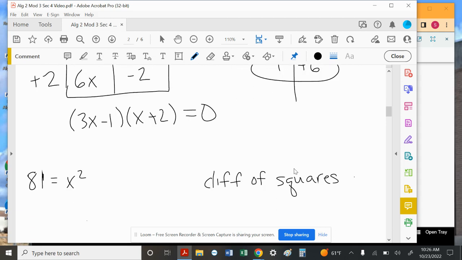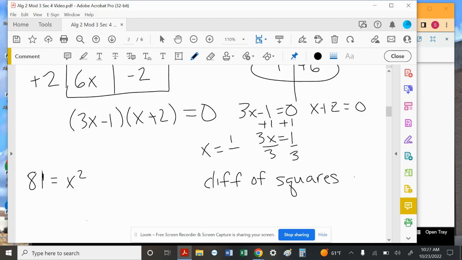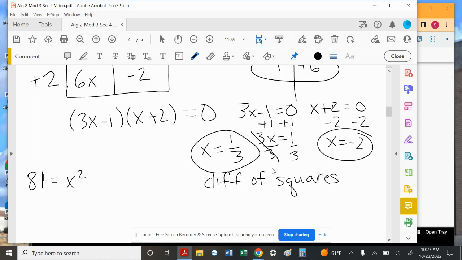So now we can solve both of them. 3x minus 1 equals 0. X plus 2 equals 0. I can add 1 to both sides, so I get 3x equals 1. Divide both sides by 3. I get x equals 1/3. Okay, and then on this side, I subtract 2 from both sides. I get x equals negative 2. And then there are my two answers. Okay, so that's how we do that.